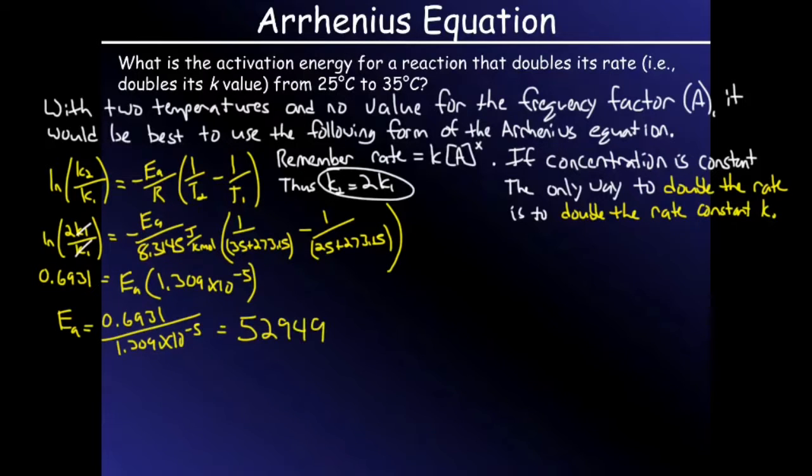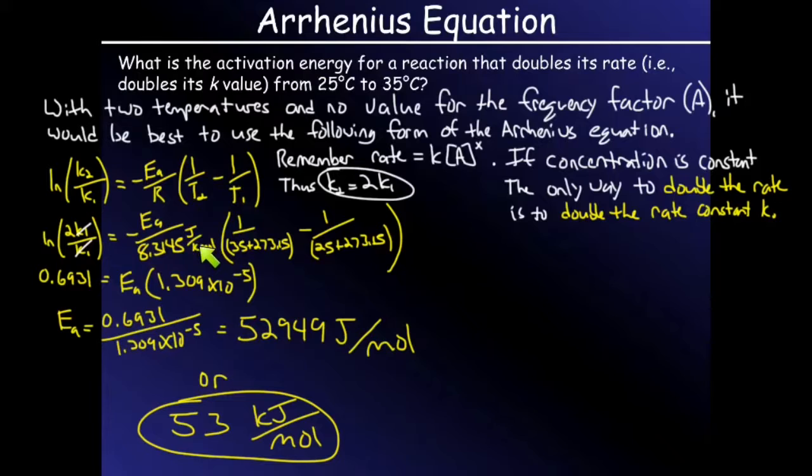We can then plug in our temperatures, remembering to convert them to Kelvin, and rearrange our equation so that we can solve for activation energy. Remember, because R is in units of joules per Kelvin mole, when we are all done, EA will be in units of joules per mole. However, often activation energy is expressed, once calculated, in units of kilojoules per mole.